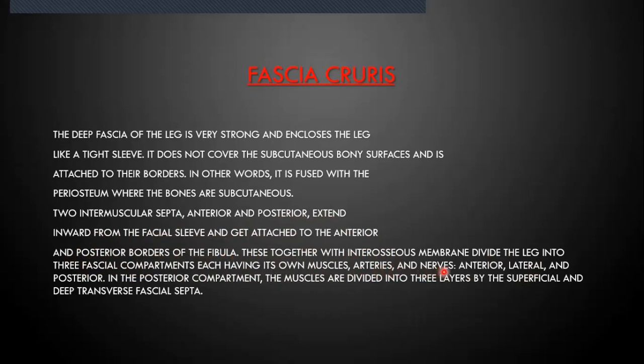These fascial compartments include the anterior, the one we are going to look at today. We also have a lateral and a posterior. In the posterior compartment, the muscles are divided into three layers by superficial and deep transverse fascial septa. So when we look at the deep, you will see it is further divided. So let's look at the anterior.